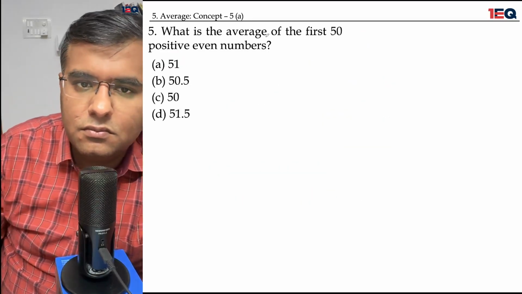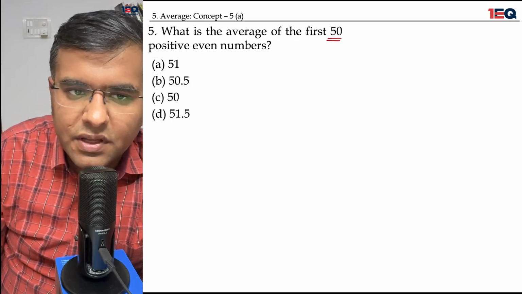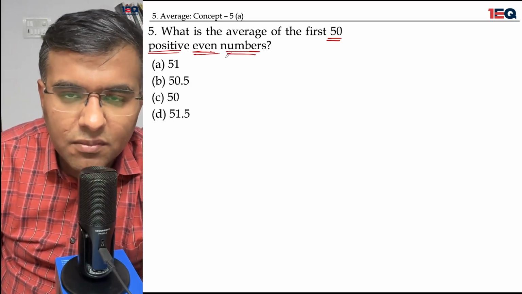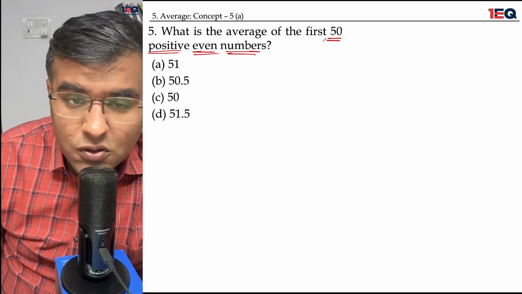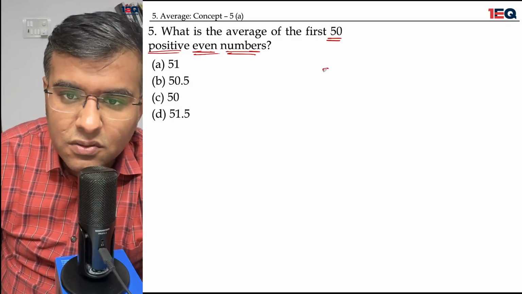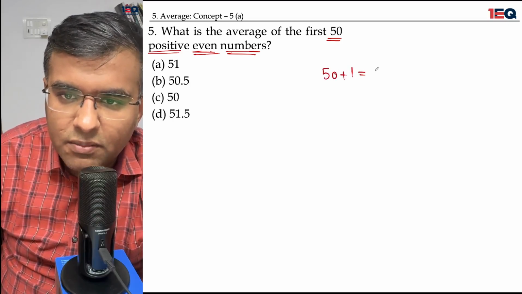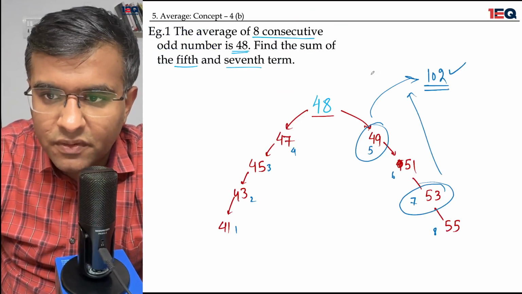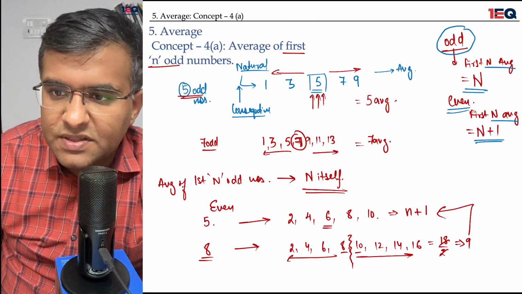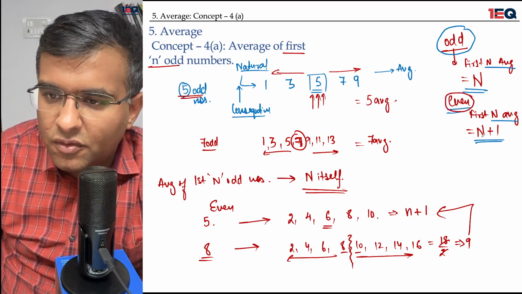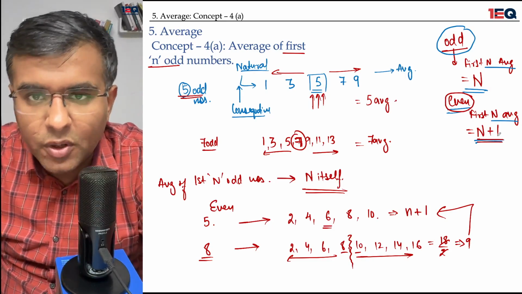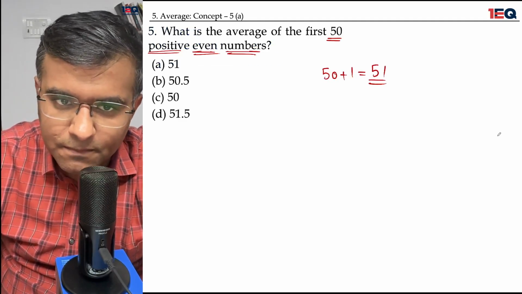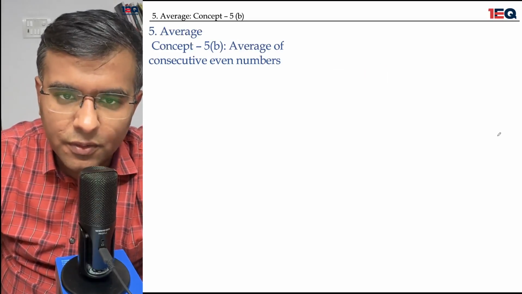Let's move on. What is the average of the first 50 positive even numbers? We're talking about the positive ones and the even ones, so the answer is nothing but 50 plus 1, or 51. I taught you this concept: the first n even numbers have an average of n plus 1. So 50 plus 1 is 51, which is the answer. Let's move on.